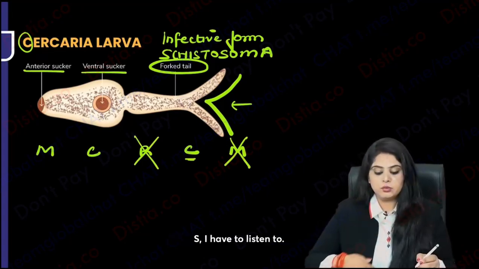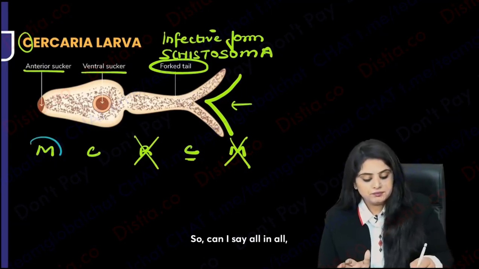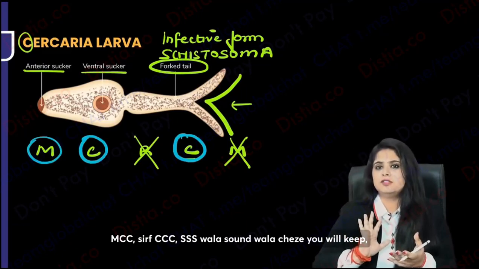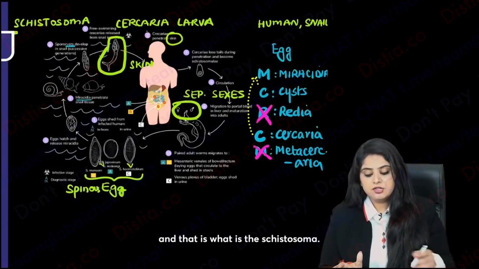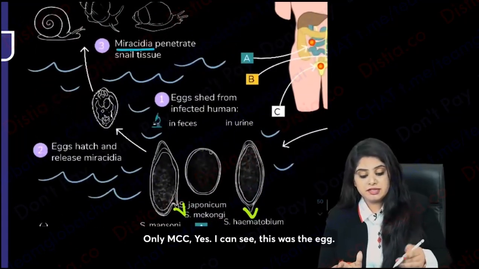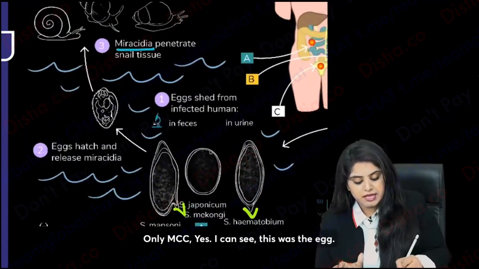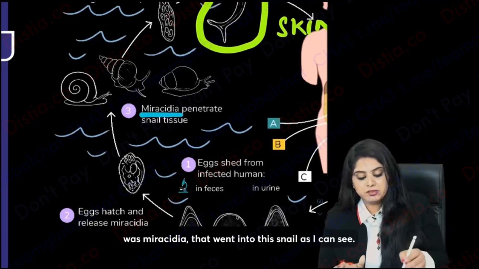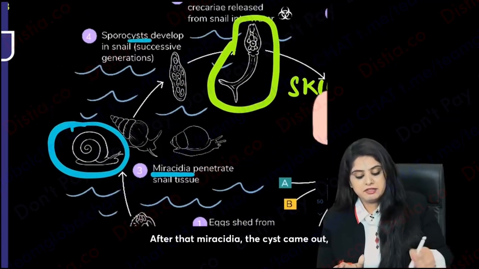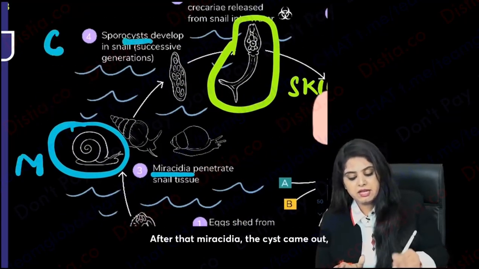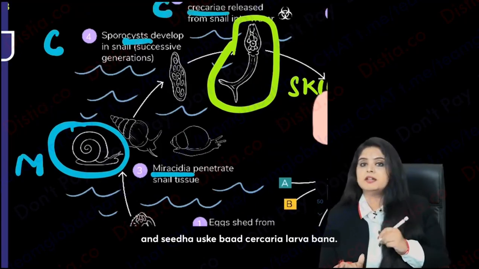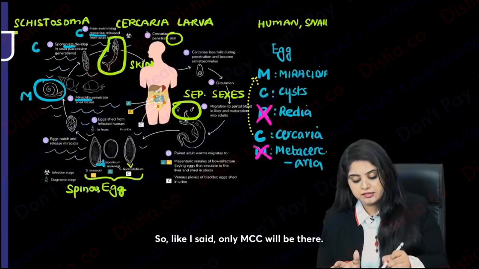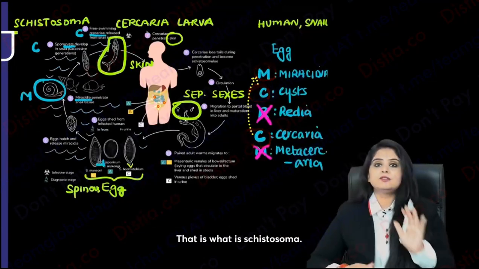So can I say, all in all, MCC, only CCC, those S sounds you will keep, and that is schistosoma. And if you feel only MCC, yes, I can see, ma'am, this was the egg. From the egg, the first thing that came out was Miracidia that went into this snail, as I can see. After that Miracidia, the cyst came out, and right after that Cercaria larva was formed. Radia is not there, Metacercaria larva not there. So like I said, only MCC will be there. That is schistosoma.